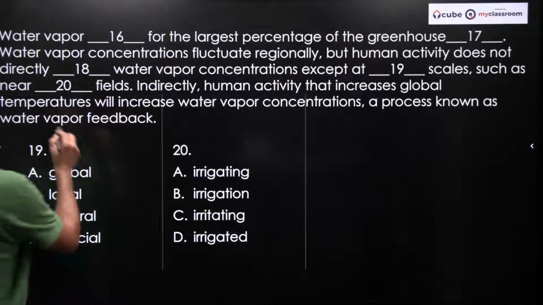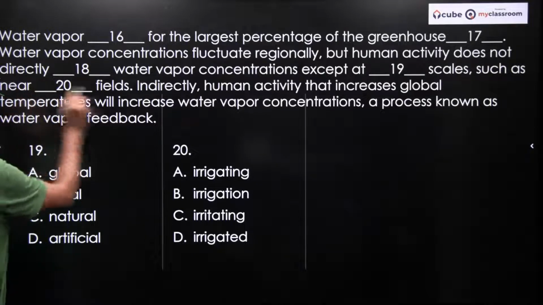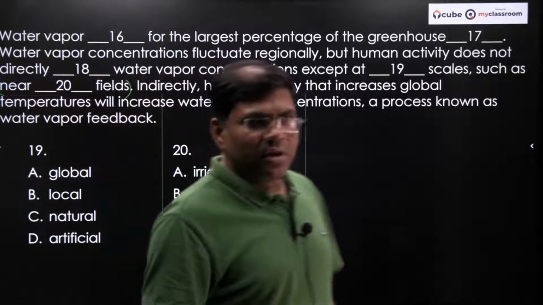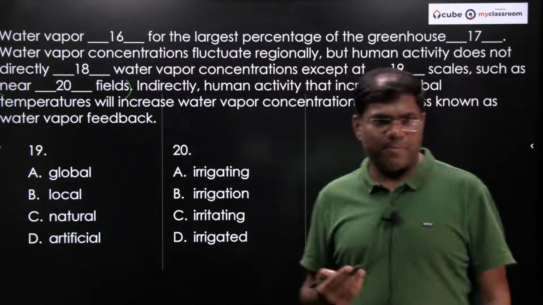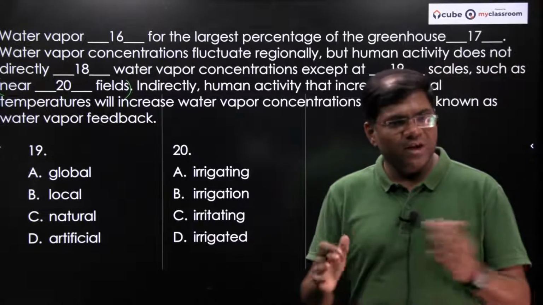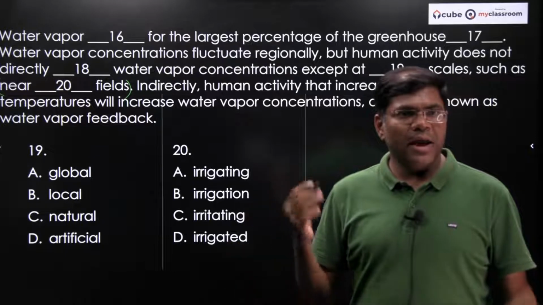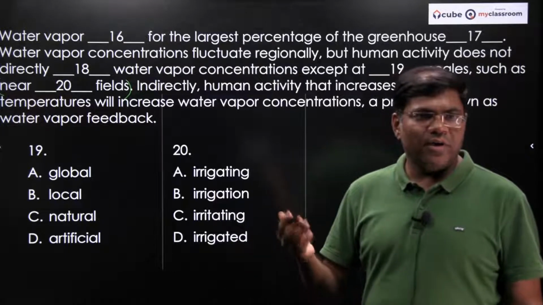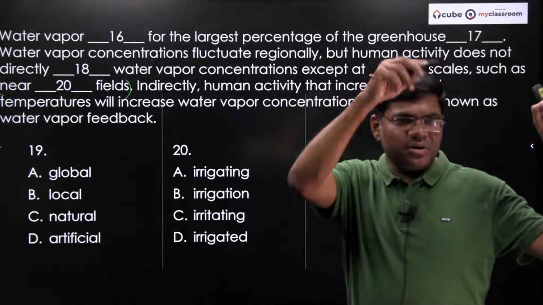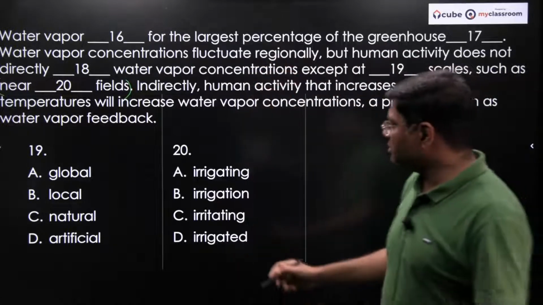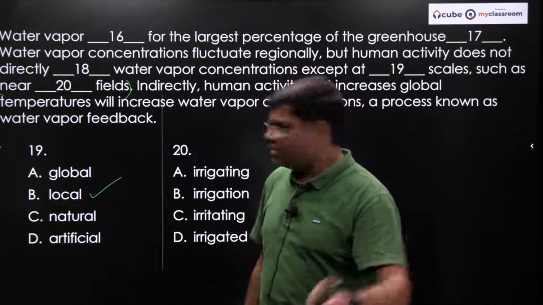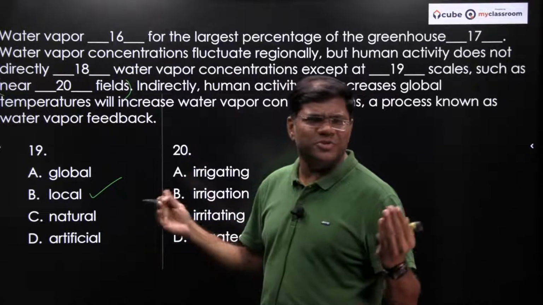So near dash fields, यानी कि खाली near इसके fields में होता है, बाकी जगह नहीं होता. The author says that water vapor concentrations fluctuate regionally. अगर regionally fluctuate होते हैं तो locally fluctuate होते होंगे. But human activity does not directly affect water vapor except at dash levels. तो regional वहां पर है. If the concentrations fluctuate regionally, that means something must be happening locally. Regional is equal to local. Global तो नहीं होगा. And these two don't put words which don't make any sense.